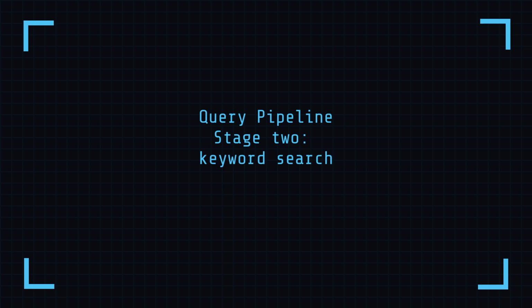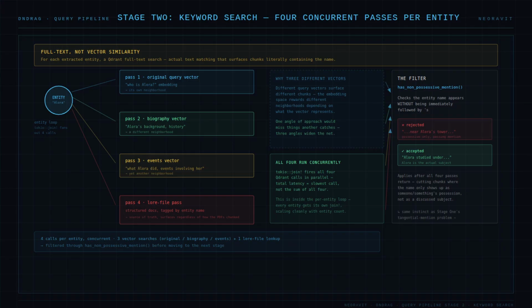So stage 2 is the keyword search. For each extracted entity, I run a Qdrant full text search, not vector similarity, but actual text matching. This surfaces chunks that literally contain the character's name. So I run 3 passes per entity, one with the original query vector, one with the biography vector, one with the events vector. Different query vectors surface different chunks because the embedding space rewards different neighborhoods.